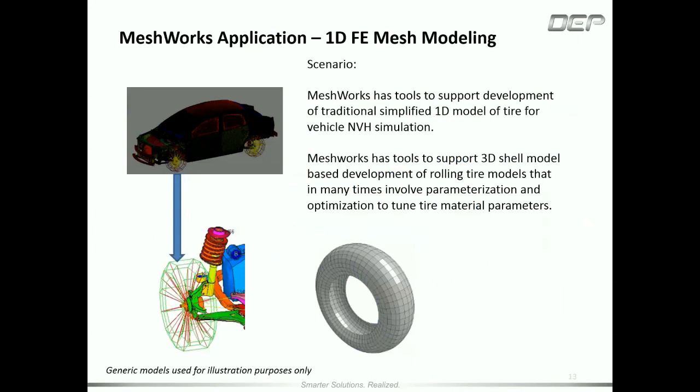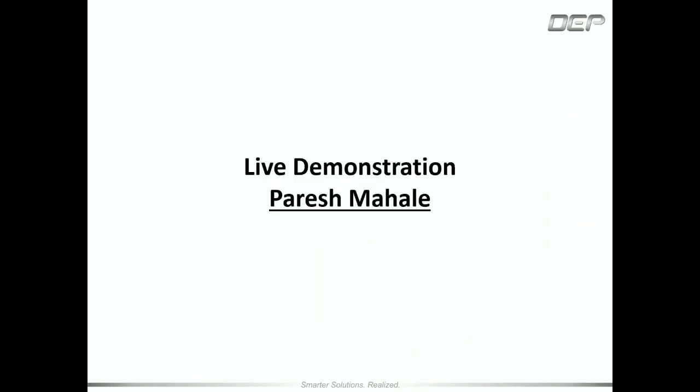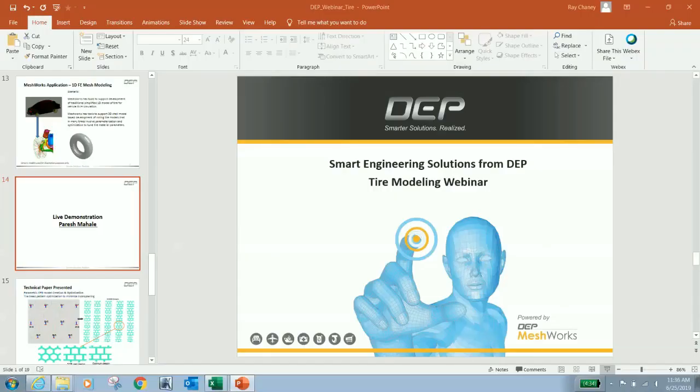Now with respect to the 1D, we're also going to highlight different tools in MeshWorks that help in creating discrete models which can be used for the low frequency MVH load cases, and we can also parameterize the properties of the springs for such models. Now, our team is going to show you all the tools and functions inside of MeshWorks that are going to assist you with all the modeling and parameterization. So now I'm going to turn it over to Paresh to give you guys a live demonstration.